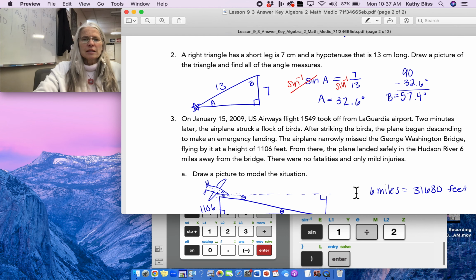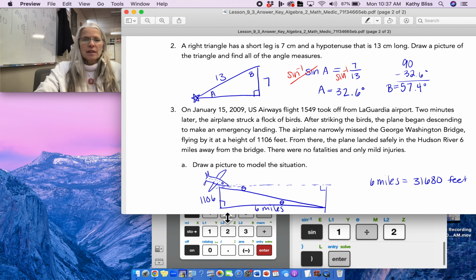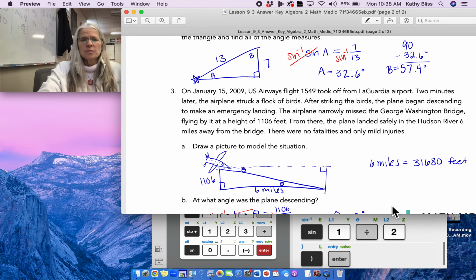So we're drawing a picture to model this solution. So there we got the diagram. Here's the airplane, and the airplane narrowly missed the George Washington Bridge, flying at a height of 1106 feet. And it said here that from there, the plane landed safely in the Hudson River 6 miles away. Since these two are in different units, I need to convert the 6 miles to 31,680 feet. So that might be one thing that you missed when you were doing this problem.